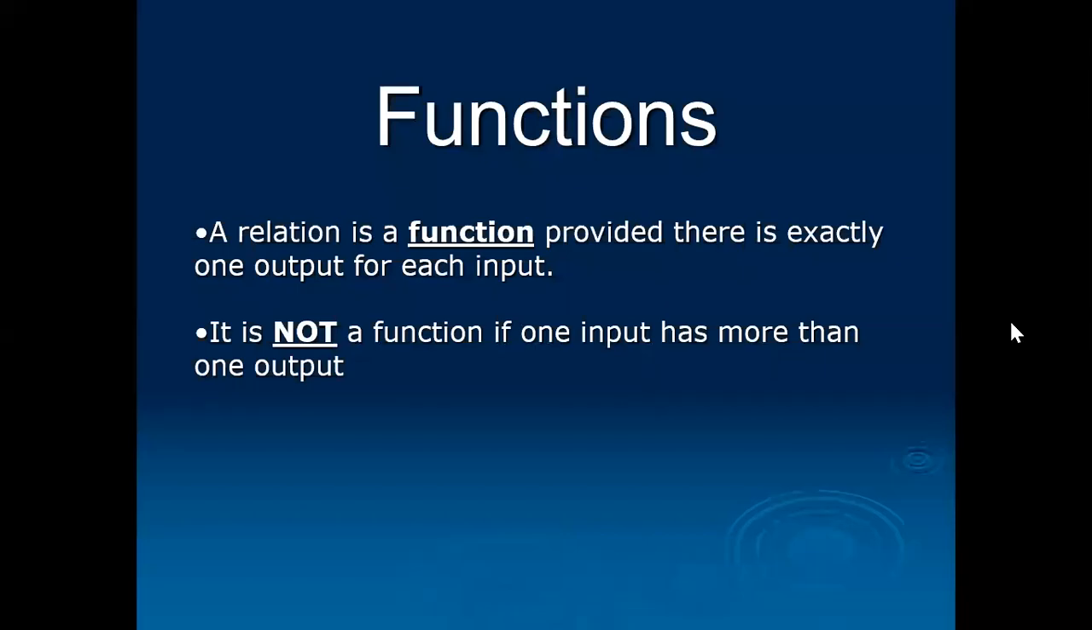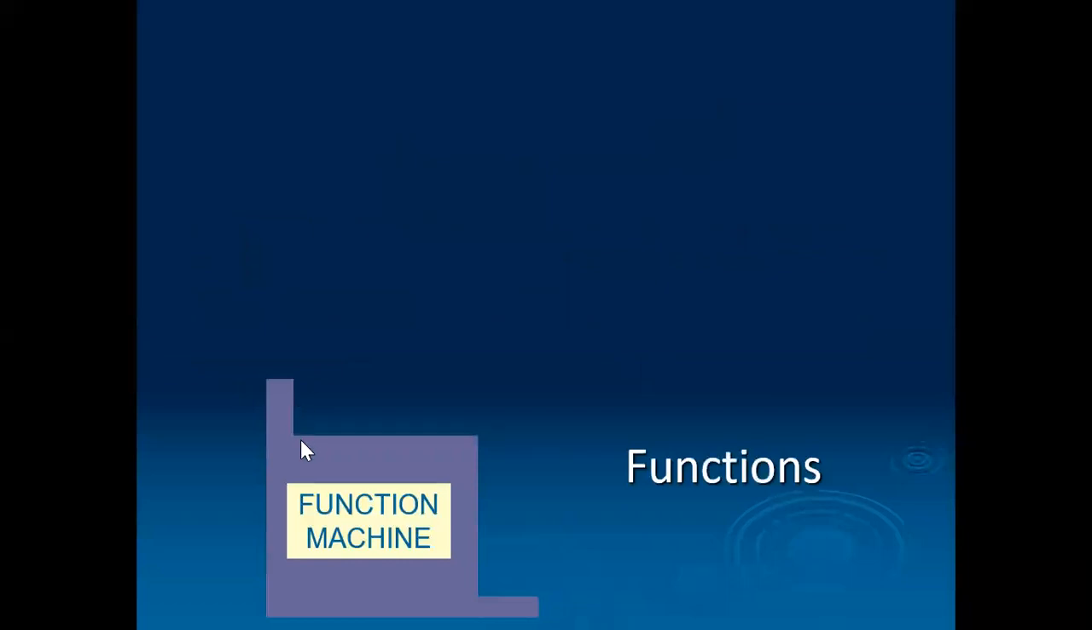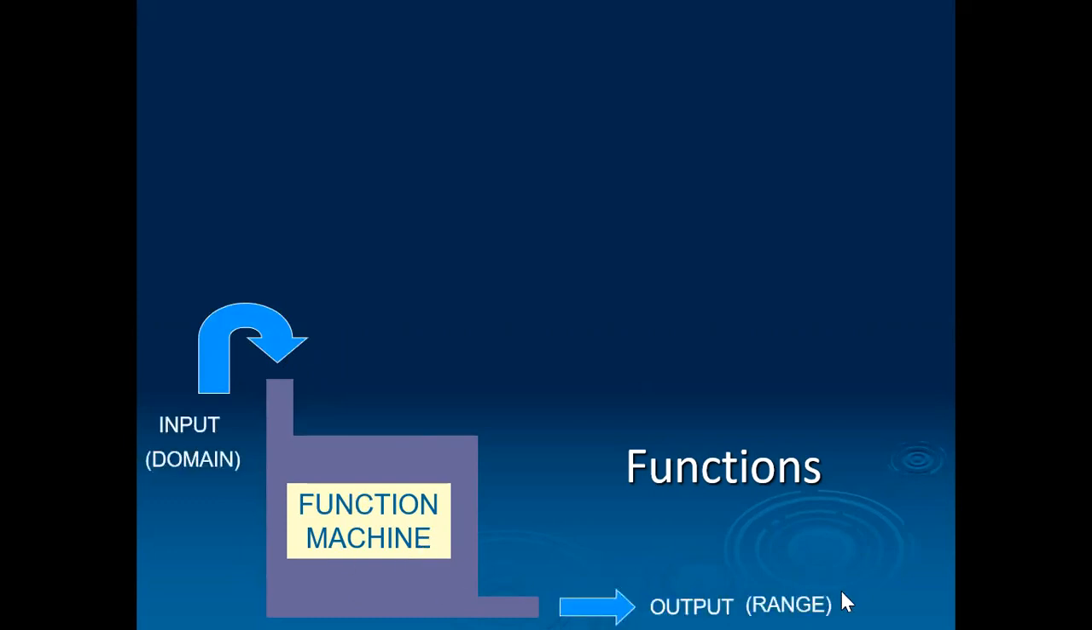All right, we're going to talk about functions. So a relation, which means an equation, is a function if there is one output for each input. It is not a function if one input has more than one output. And so we will see some examples of this. Think of it as a function machine, right? You put something in, the function machine does something to it, and then you get something out.